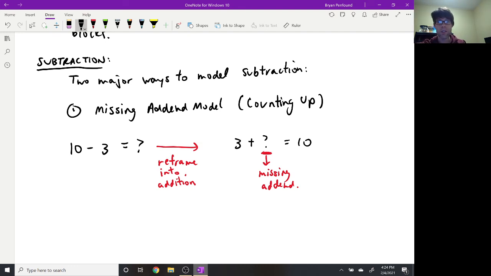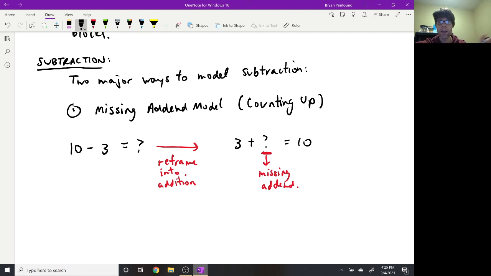It's hard to use the missing addend model or the counting up model, in my personal opinion, when working with integer numbers. So if I all of a sudden change this question to 3 take away 10 is equal to what? It becomes a harder question, I think, to think about as a counting up kind of problem. So just be mindful of that.